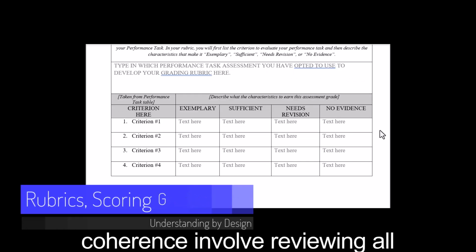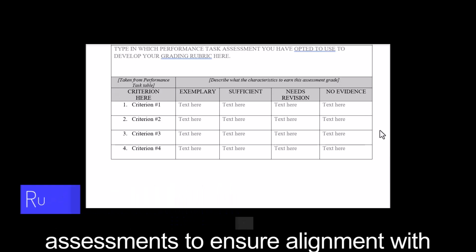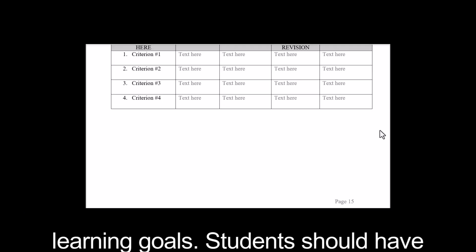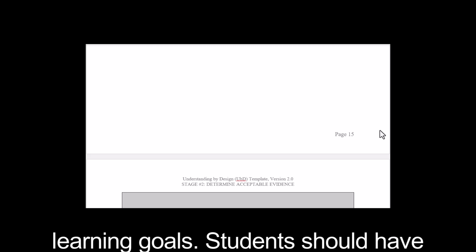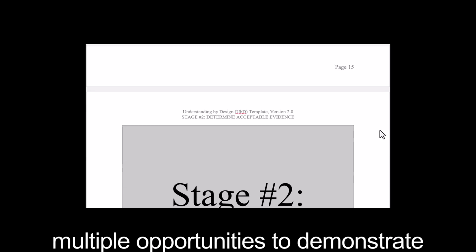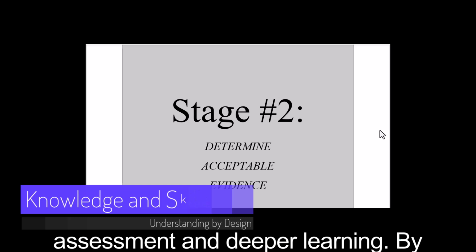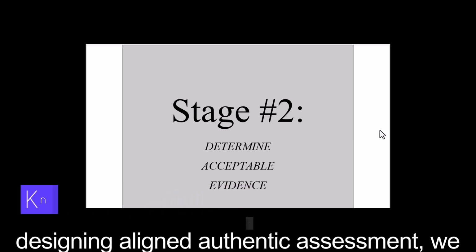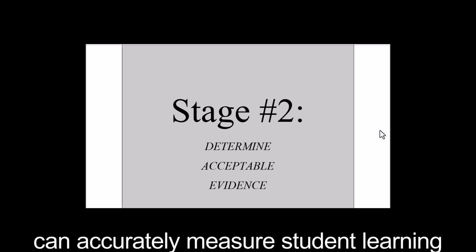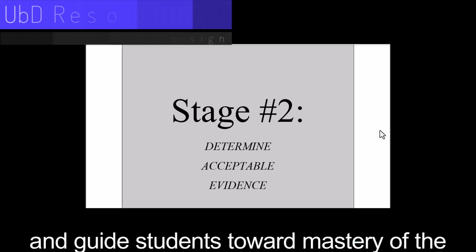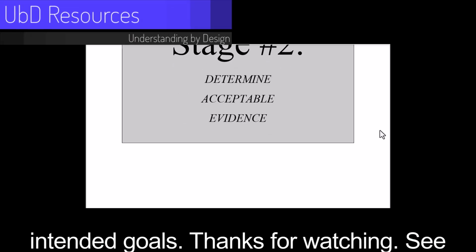Reflection and coherence involve reviewing all assessments to ensure alignment with learning goals. Students should have multiple opportunities to demonstrate understanding, which promotes both fair assessment and deeper learning. By designing aligned, authentic assessments, we can accurately measure student learning and guide students toward mastery of the intended goals.